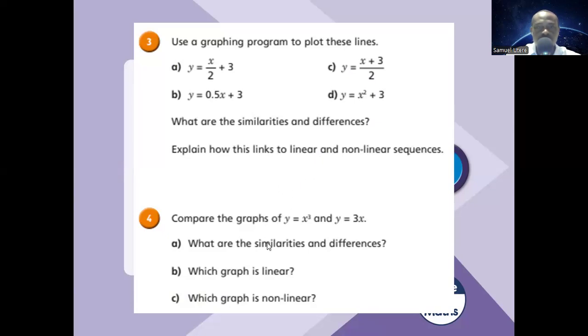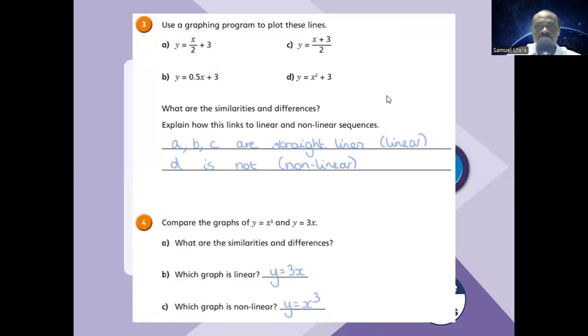Okay. Now, here are the answers. We'll discuss them now. So for this one, you ask, what are the similarities and differences when you do these? Explain how this links to linear and nonlinear sequences. Now, A, B, and C are straight lines. They're linear. When you plot them, that's what you will notice. A, B, and C are linear.